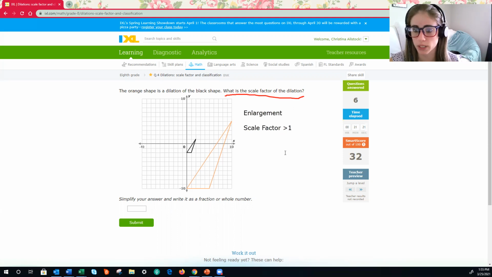For my pre-image, so the triangle that's drawn in black, let's go ahead and just pick this very top vertice, so that top point of the triangle. What is that as an ordered pair? See, it's -2, +1. Now we're going to pick that exact same point on our dilated shape, so the orange one, which is right here. That ordered pair is 10, 1, 2, 3, 4, 5, 10, 5.